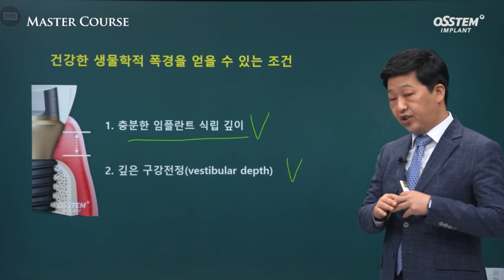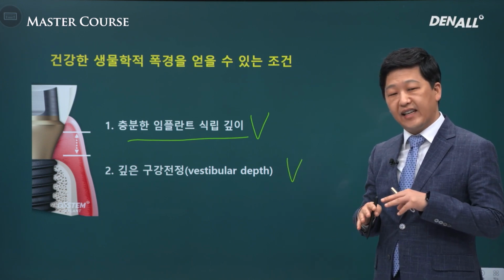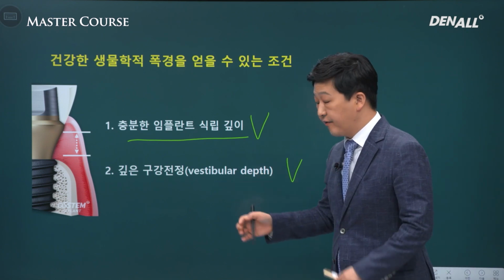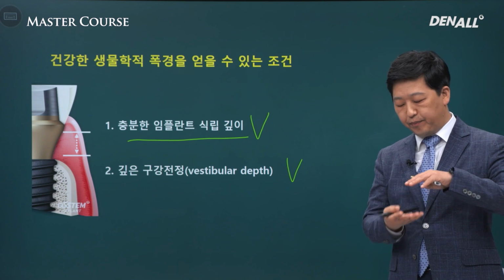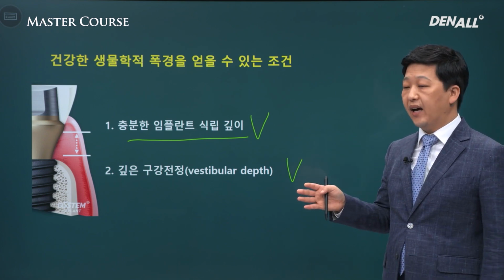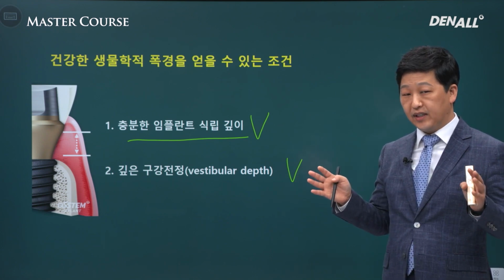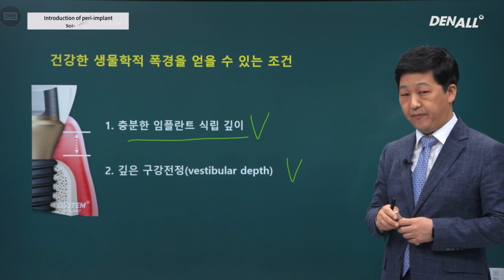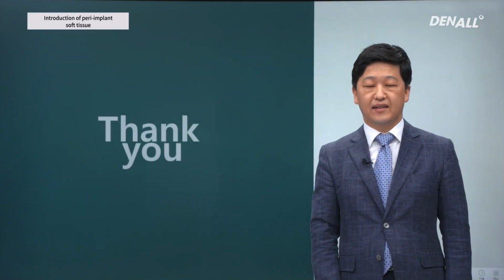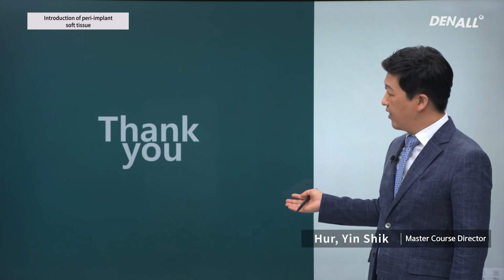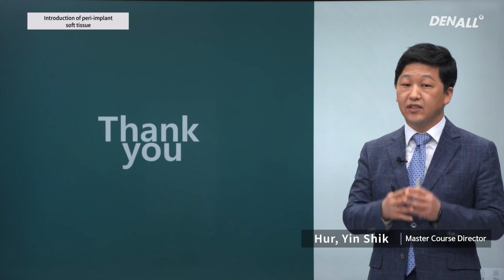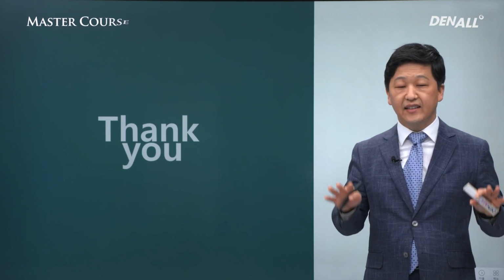In the same context, the more posterior you go, the vestibular depth becomes shallower. You need to have a deeper vestibular depth to have a better peri-implant mucosa. Based on what we've discussed, I hope you'll be able to understand more on peri-implant environment.